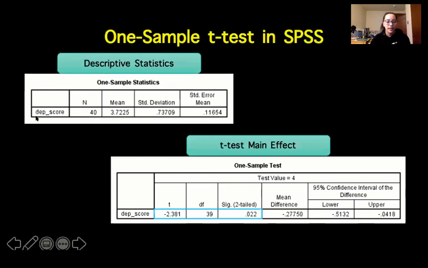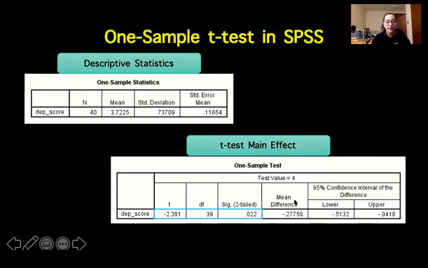We have some variable or characteristic of our sample that we've identified in SPSS. This is an example I took off the internet, so I don't even know what this is referring to. I don't know what DEP stands for.